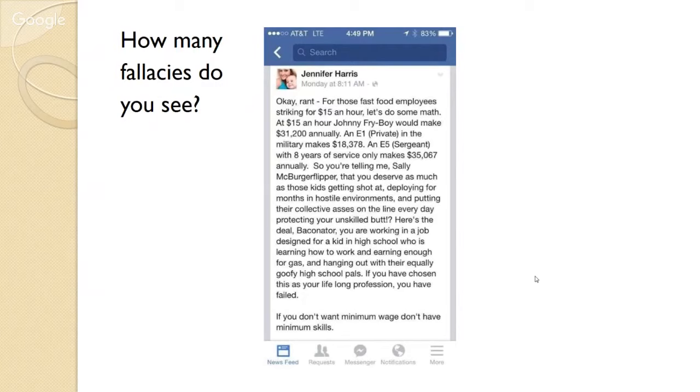Okay, so let's take a look at this Facebook post and identify how many fallacies are present. So just take a moment to read this and try to count how many fallacies you see.